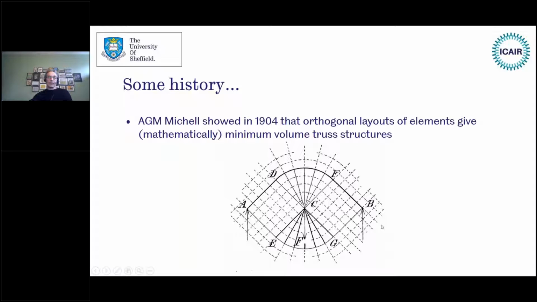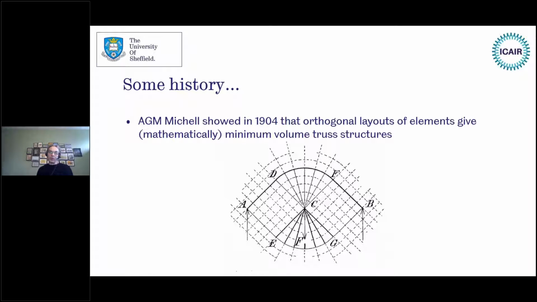So, a bit of history. More than 100 years ago now, an Australian engineer called Mitchell showed that orthogonal layouts of elements give rise to mathematically minimum volume truss structures. This is actually an extract from his paper. It's quite difficult to see, but we've got a central downward load at C. We've got potential supports at A and B. And you can see this arrangement of orthogonal tension and compression members providing the least volume structure for this particular problem.